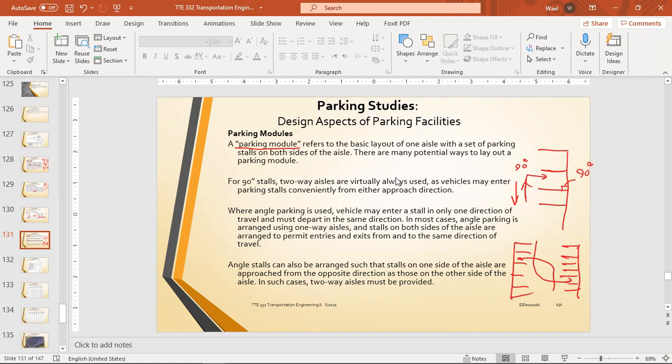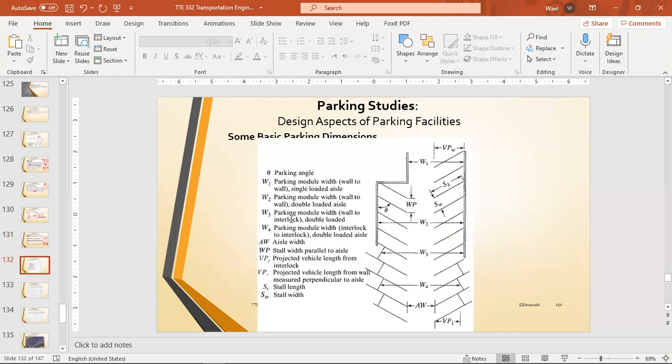in the same direction. In most cases, angle parking is arranged using one-way aisles, okay, and stalls on both sides of the aisle are arranged to permit entry and exit from the same direction of travel. Okay, angle stalls can also be arranged such that stalls on one side of the aisle are approached from the opposite direction as those on the other side of the aisle. This is an example of angled stalls. The angled stalls need this aisle to be one direction, okay, and you park here. If you want to go out, you can just pull back and go in the same direction that you parked.